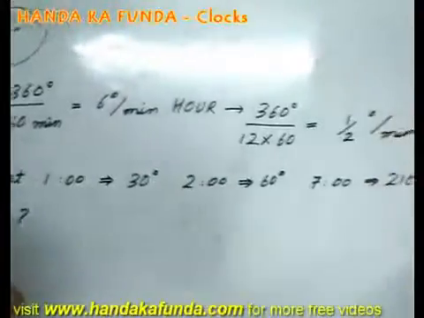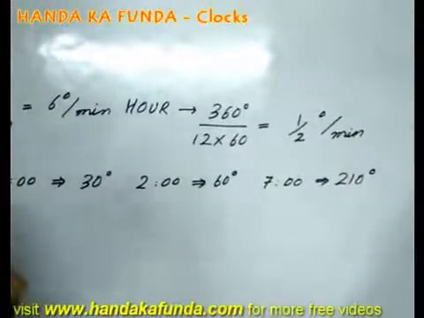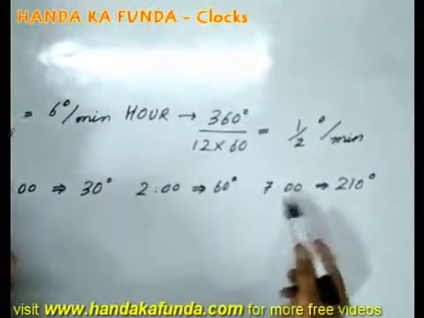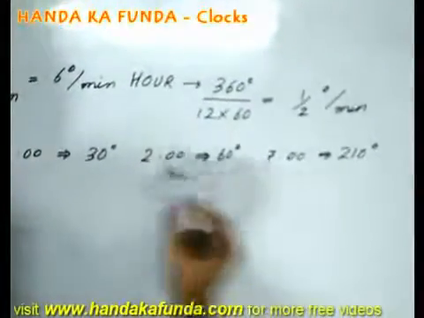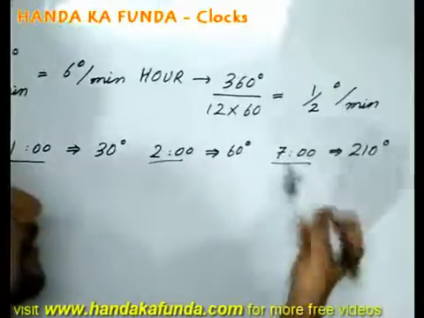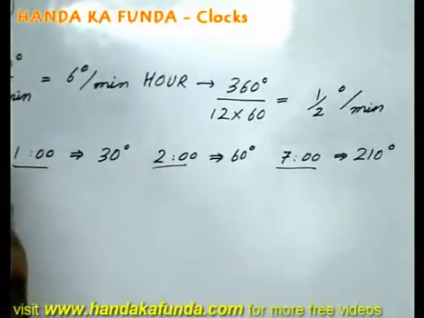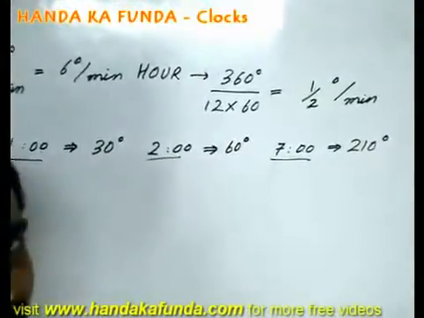At 3 o'clock, it will be 90 degrees. At 4 o'clock, it will be 120 degrees. At 7 o'clock, it will be 7 into 30 or 210 degrees. So if it is a perfect hour, as in the 3 cases mentioned here, it is very simple to find out. You will just multiply it with 30 degrees and you will get your answer.